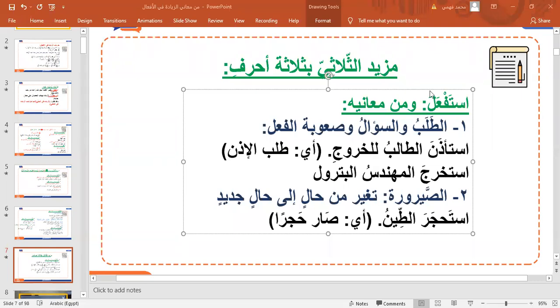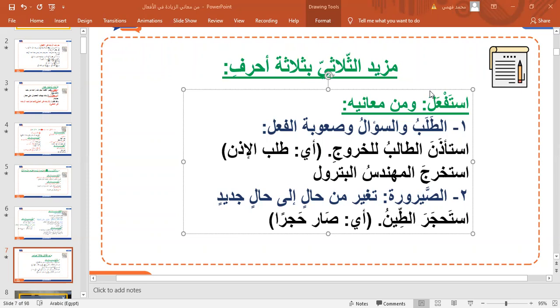مزيد الثلاثي بثلاثة أحرف. This تفعل. This has two meanings. The first is a request, and there's difficulty in responding to this request. This would be, for example, خرج المهندس البترول would become استخرج المهندس البترول if there is some difficulty in the request that's being made.